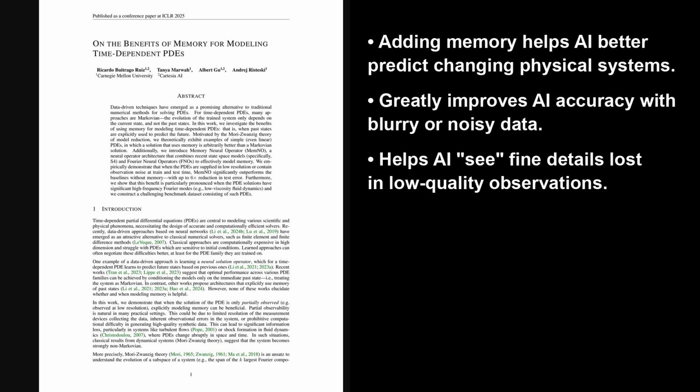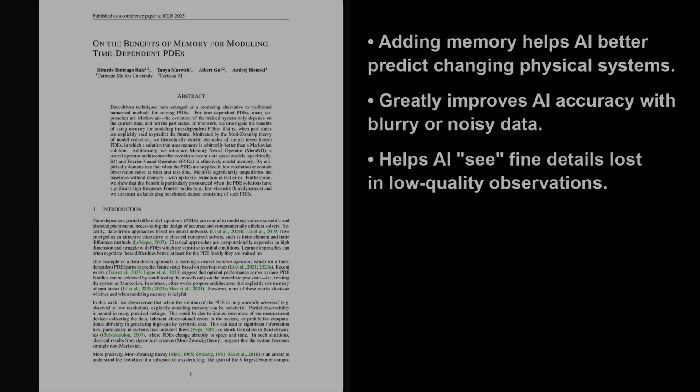Alright, today we're discussing an ICLR conference paper on the benefits of memory for modeling time-dependent PDEs, published a little over 3 months ago. This paper explores how AI models can better solve partial differential equations, or PDEs. These are equations describing changes over space and time by using memory. When we only see partial data, like low-resolution information, models that remember past states can overcome information loss, outperforming common Markovian approaches, which only use the current snapshot.